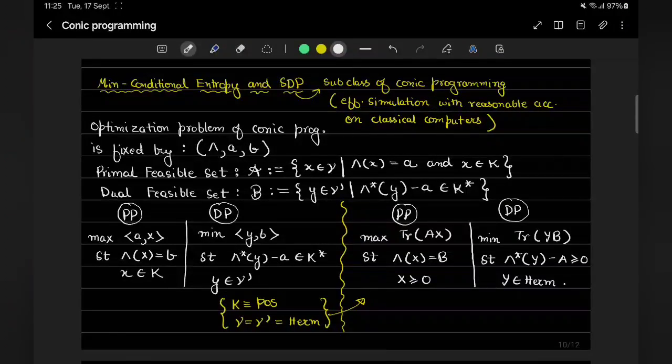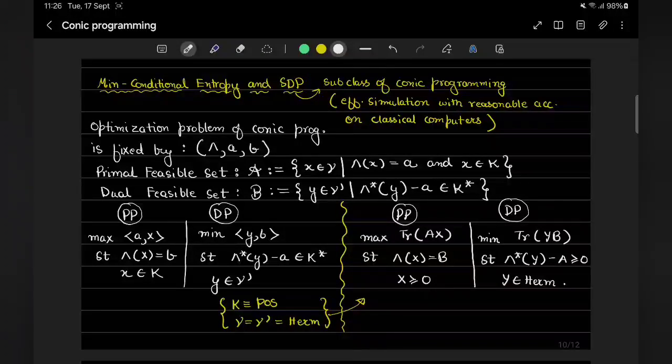Welcome to this video. In this video, I will be talking about min-conditional entropy and the semi-definite program of min-conditional entropy. Min-conditional entropy plays a crucial role in quantum cryptography, particularly, and it can be related to quantum correlations and entanglement via this semi-definite programming, and we will see how it goes.